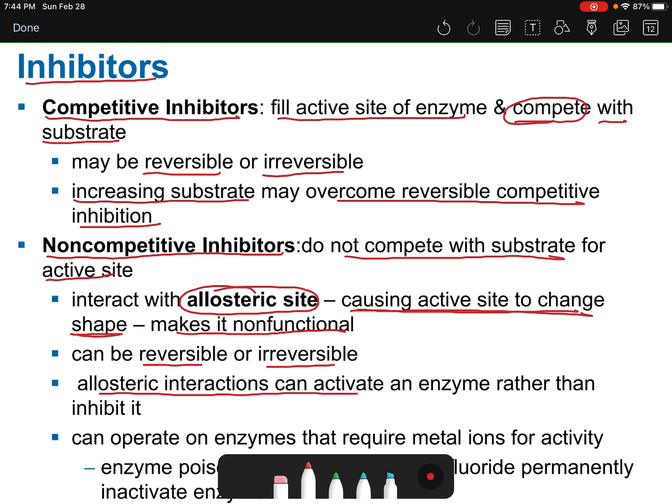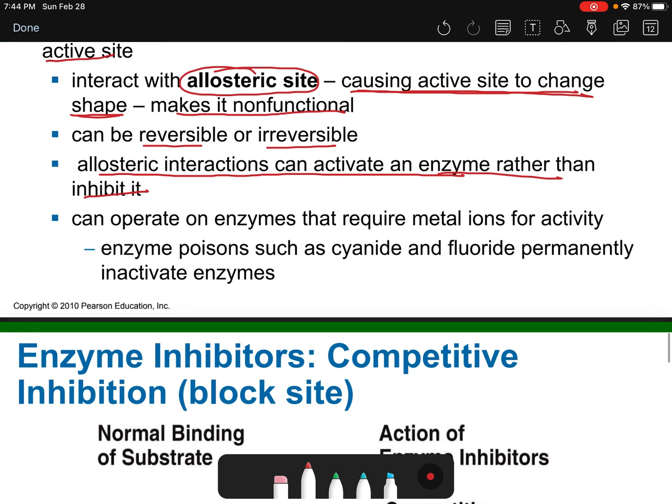Sometimes allosteric interactions can activate an enzyme rather than inhibit it, so sometimes it can work the other way. Inhibitors can also operate on enzymes that require metal ions for activity. Poisons such as cyanide and fluoride can permanently inactivate enzymes by doing this.